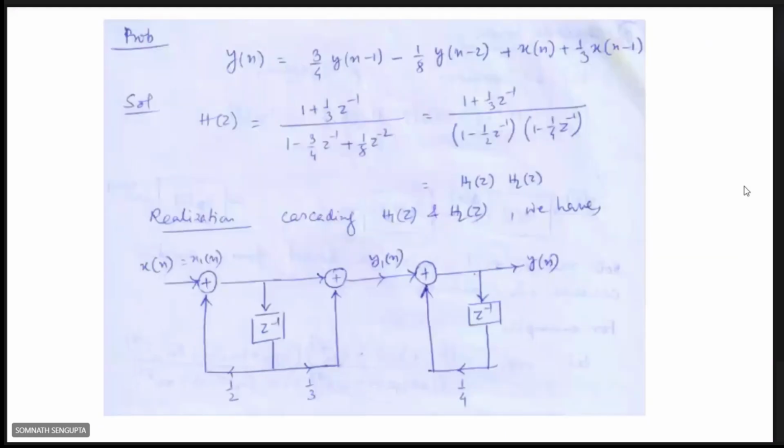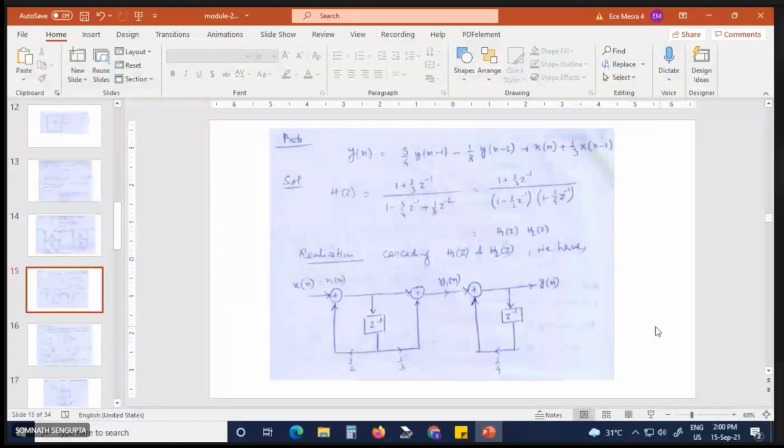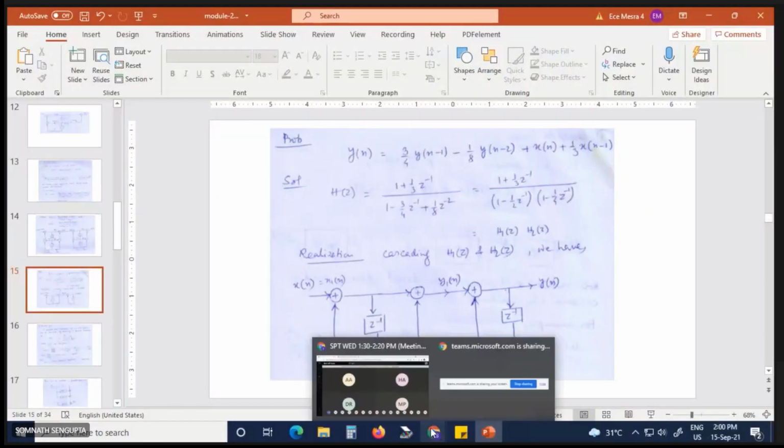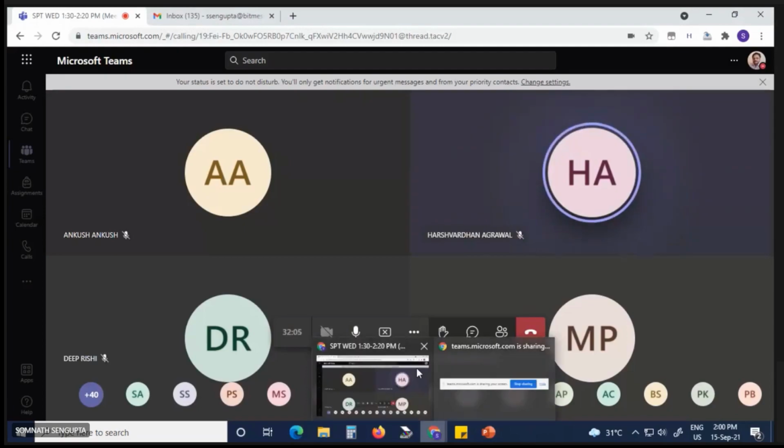Now we see one example. What is the example? yn is equal to 3 by 4 yn minus 1, minus 1 by 8 yn minus 2, plus xn plus 1 by 3 xn minus 1. Can anybody tell, is it an IIR system or an FIR system? Please respond. Sir, FIR. Anybody else?